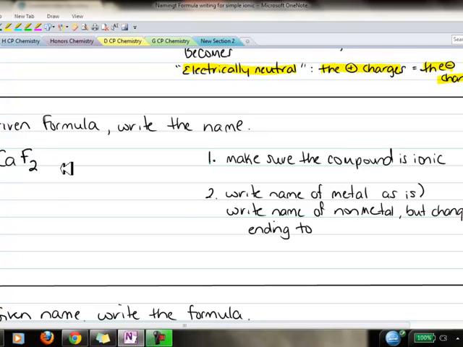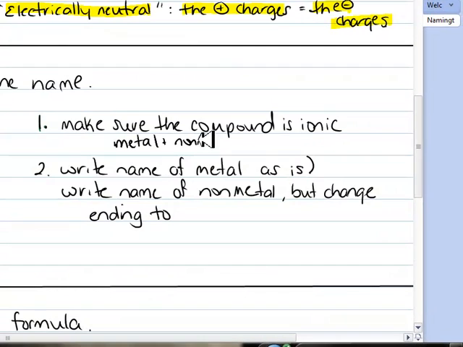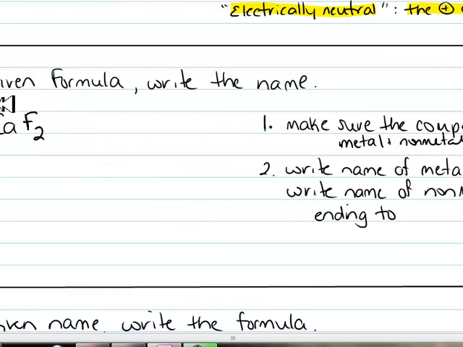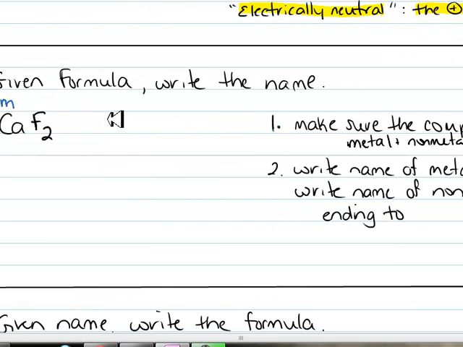So if we want to take our formula, CaF2, the first thing we always want to do is make sure it's ionic. And we do that by checking to see if we have a metal and a nonmetal. So calcium is on the left side of the periodic table. It's a metal. Fluorine is on that upper right corner. That's a nonmetal. So yes, we have an ionic compound, so we can go ahead.